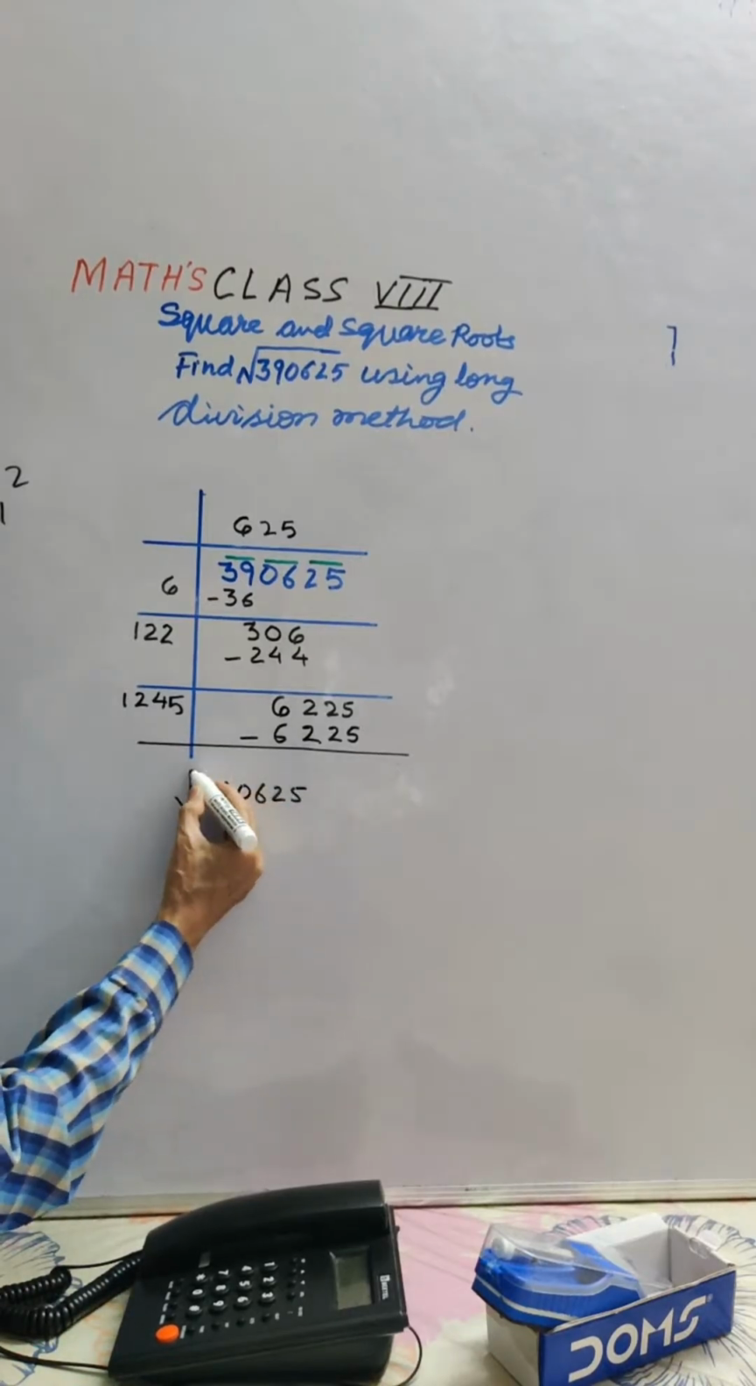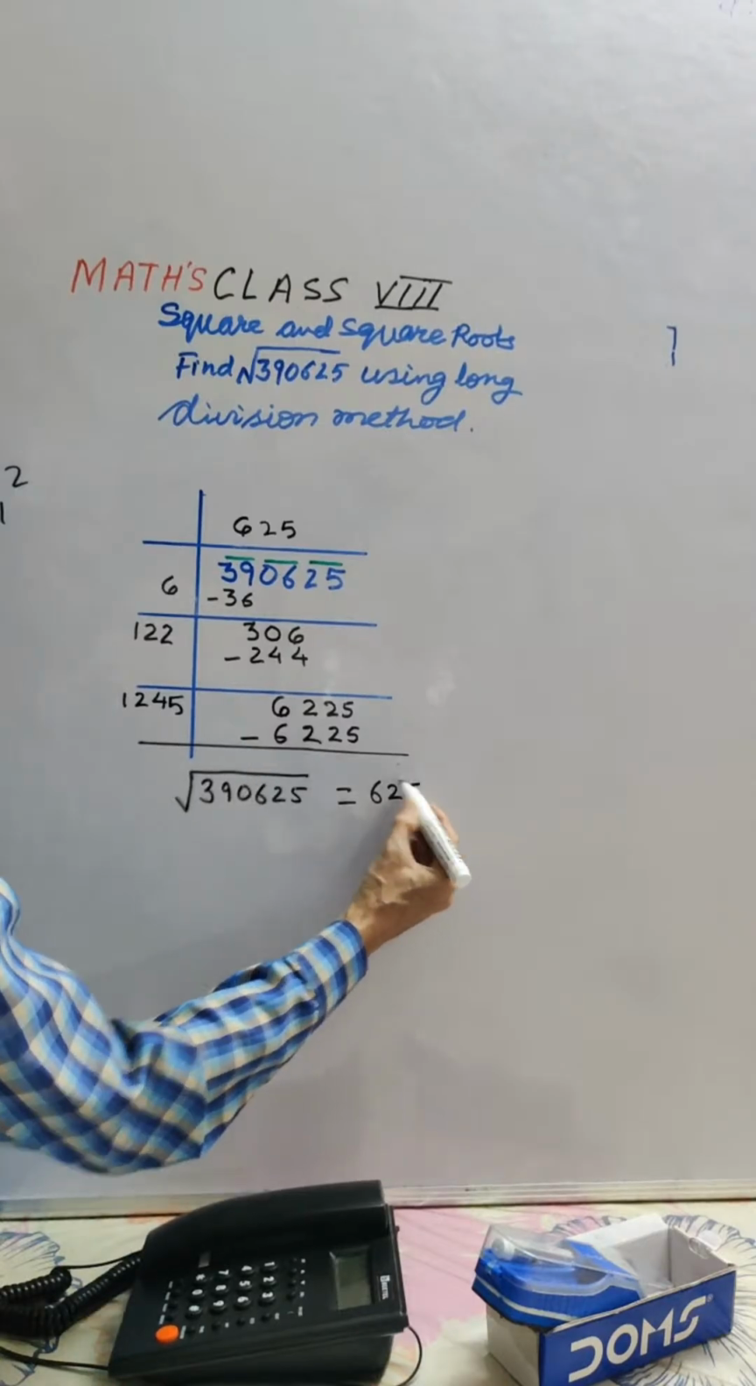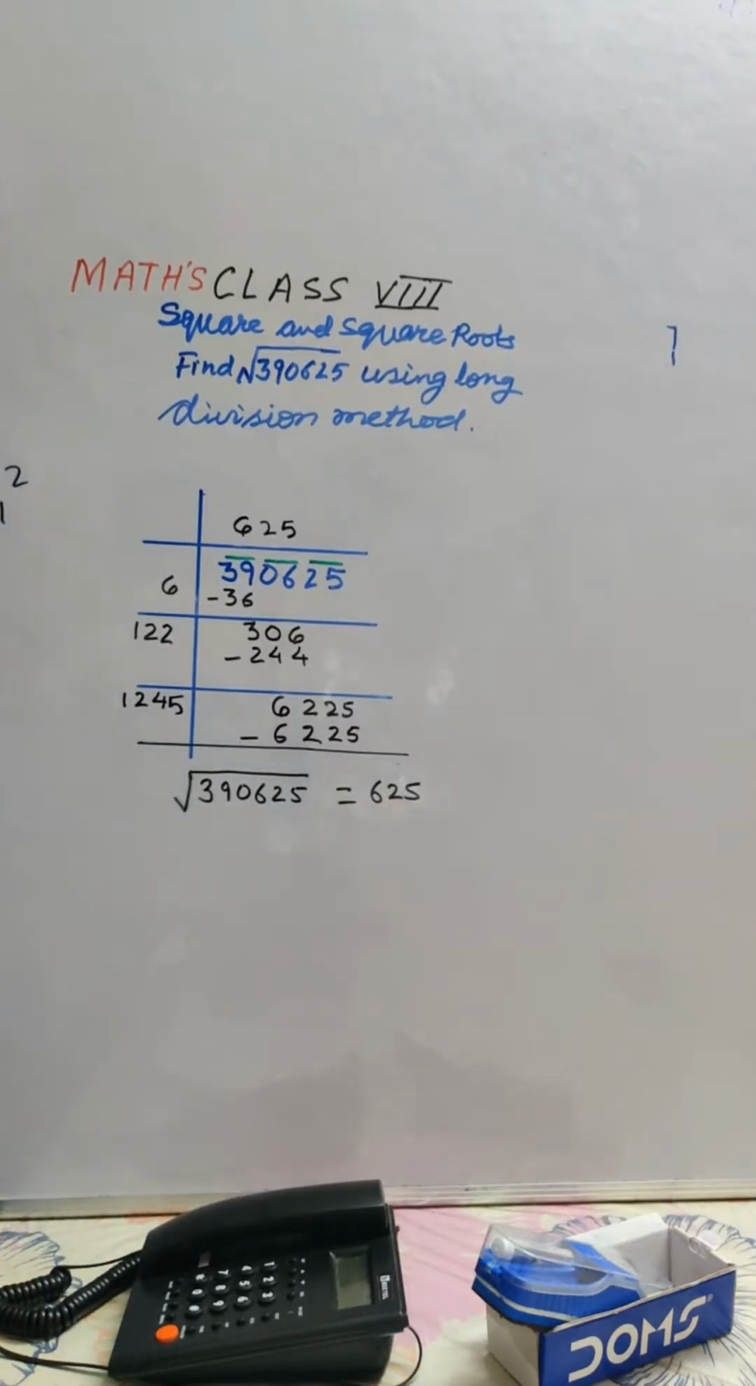So therefore square root of 390625 is equal to 625. This is the long division method of finding the square root.